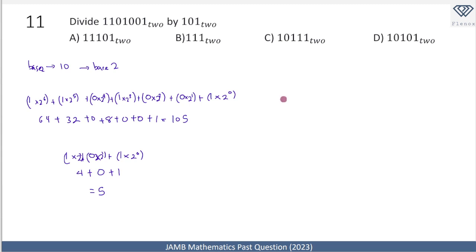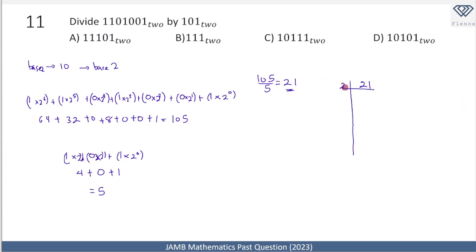So now I can do the normal division, and normal division will just be 105 divided by 5, and that equals 21. Now I can convert 21 back to base 2. And how do we convert back to base 2? We just divide by 2 repetitively until we get 0.